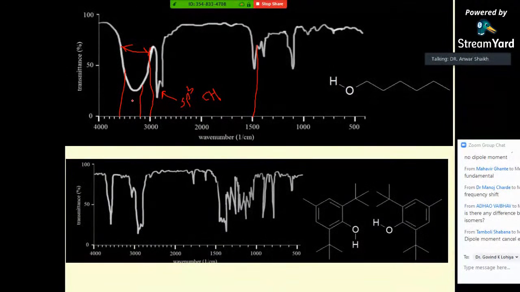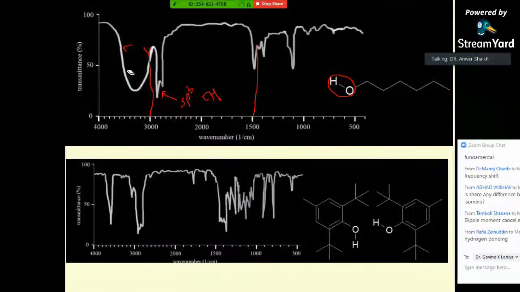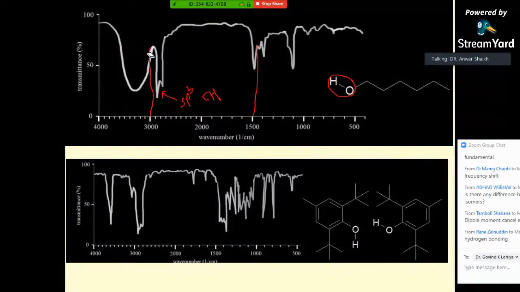So this broad peak is due to this OH stretching. But the question is why the peak is broad. Can you tell me why the peak is broad? Why is it not sharp like that of amines? Amines are also giving in the same region. So yes, very good. It is due to the hydrogen bonding.